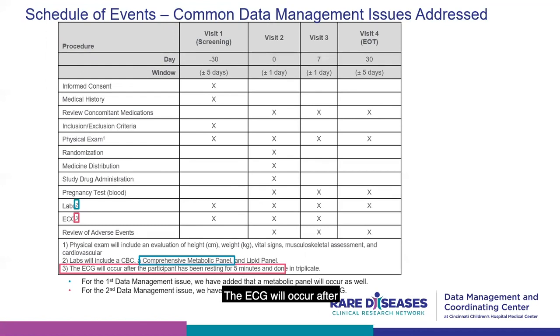The ECG will occur after the participant has been resting for 5 minutes, and it will be done in triplicate. So also important notes for data managers to know what variables need to be built into the database, and also any sort of timing elements that need to be programmed for data quality purposes.